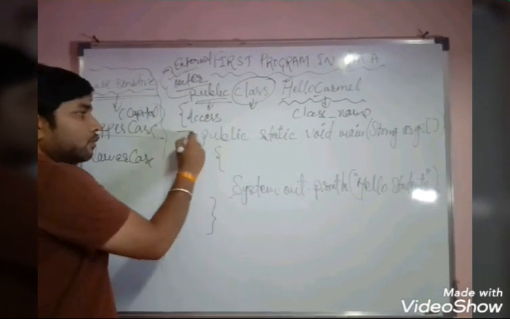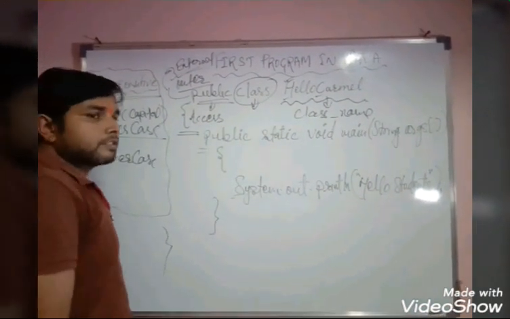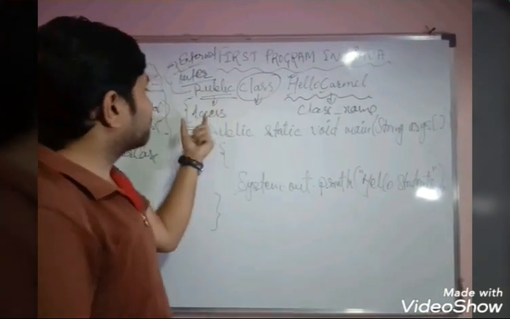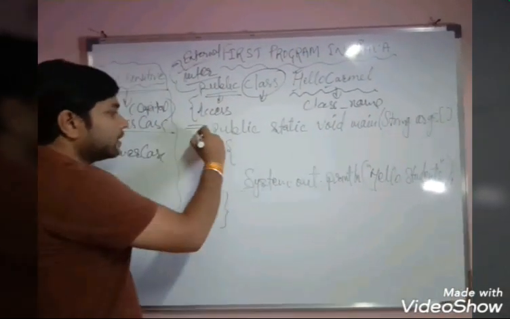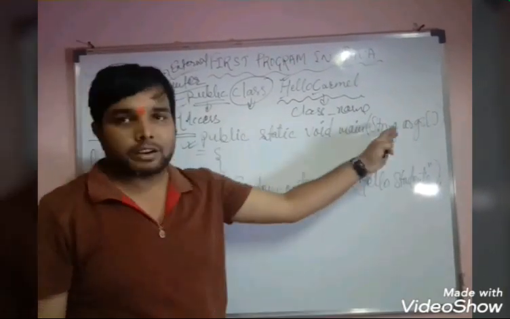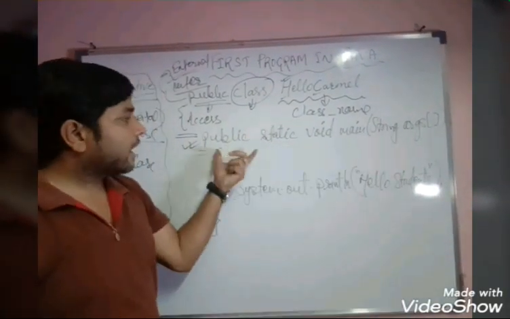After that you have to open one curly bracket. Curly bracket is given in your keyboard. So after writing that first line, you have to open curly bracket. Then you have to write this. This is the syntax of your Java programming. This is called the main method. The main method you have to write as it is.